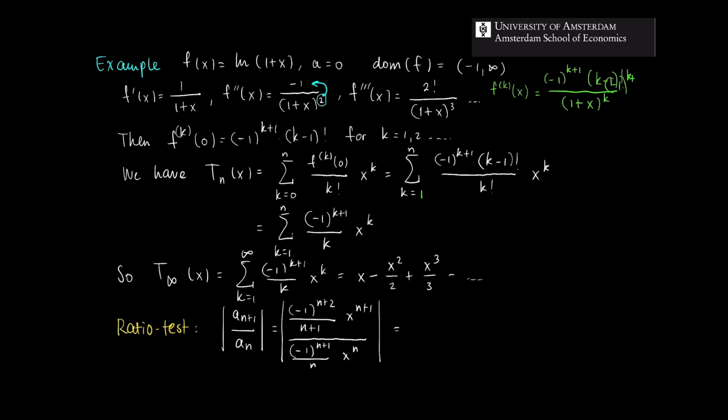And now a lot of terms cancel, right? The signs move out because we take absolute values. So the minus 1 to the powers move out. And then we simplify the expression, so it becomes n divided by n plus 1 times the absolute value of x. And this is converging to the absolute value of x for n to infinity. So we see that this series only converges for x in absolute value smaller than 1. So we get a radius of convergence equal to 1 for this series.